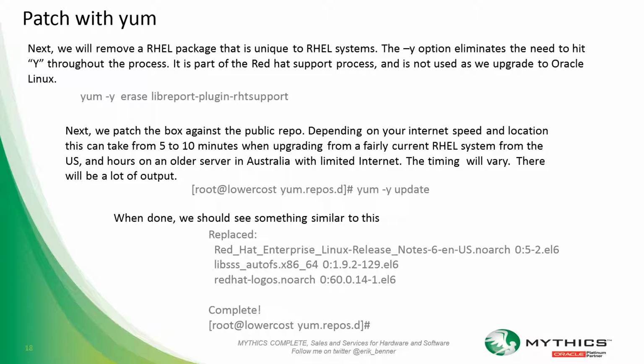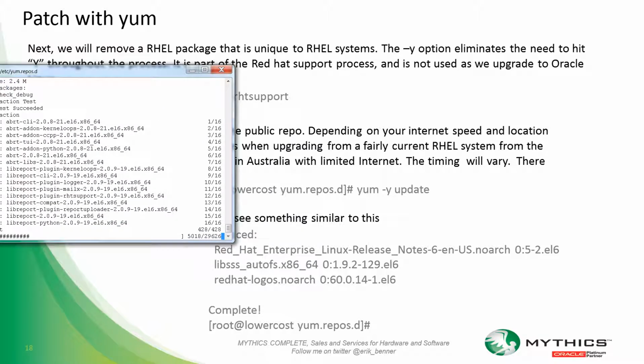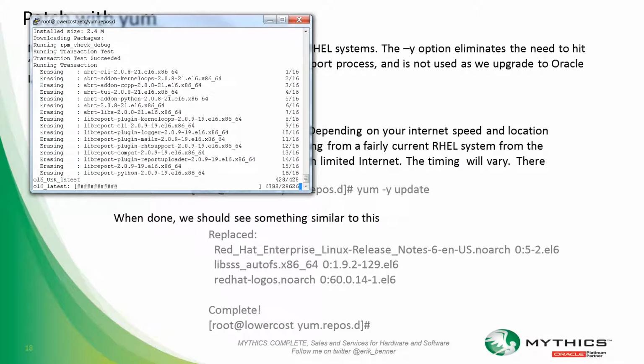Once this package is done, we're going to run a new YUM update, which will automatically download and patch the entire system and take us to the Oracle, the Red Hat compatible kernel. So I'll put this up here. You can see the erase running here.